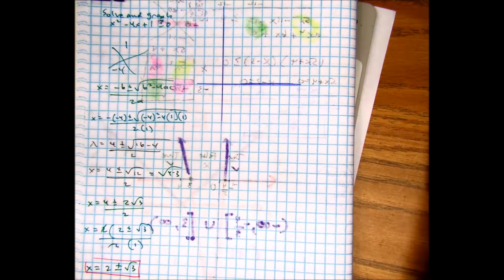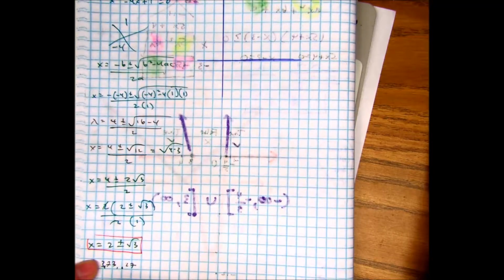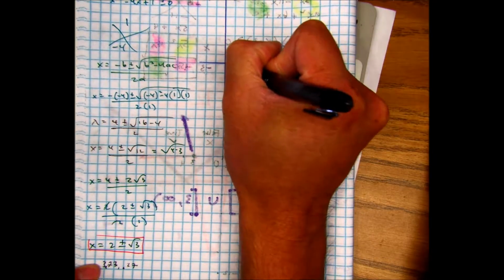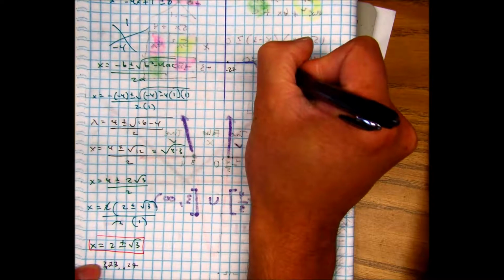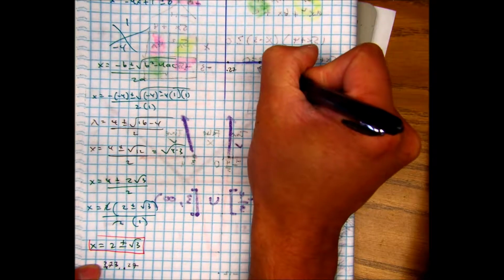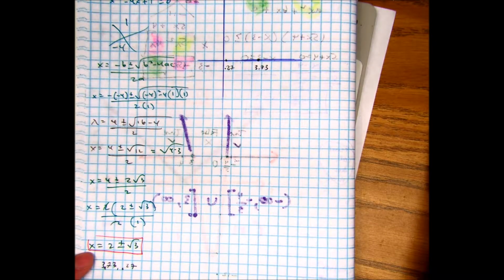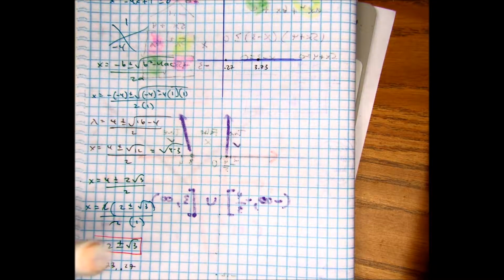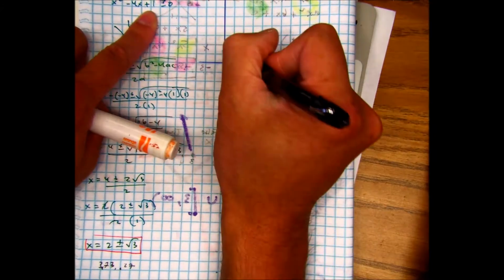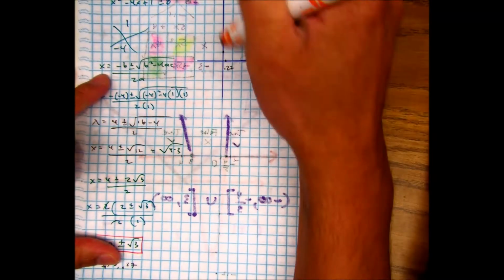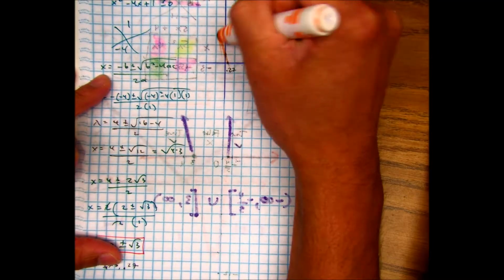Okay? So based off of those two numbers, 0.27 and 3.73, I got a c value of 1. The a value is positive, so it's going to open up. So my graph should look something like this.